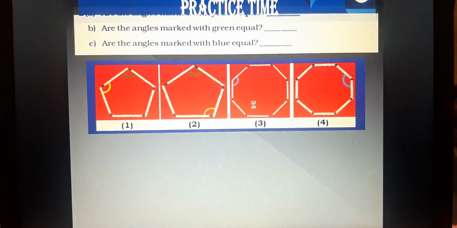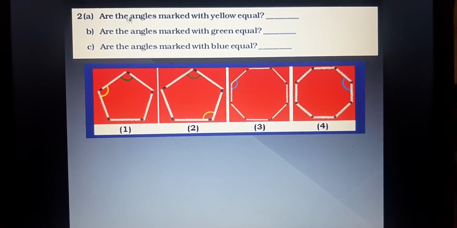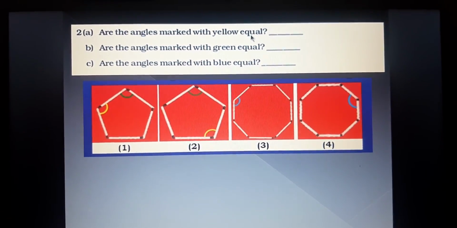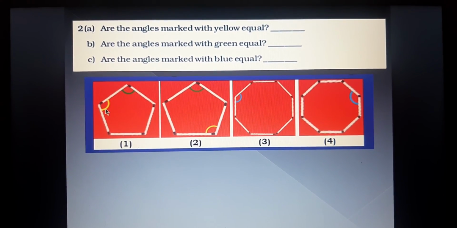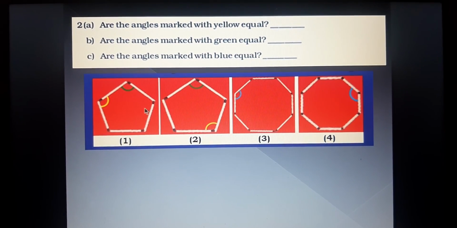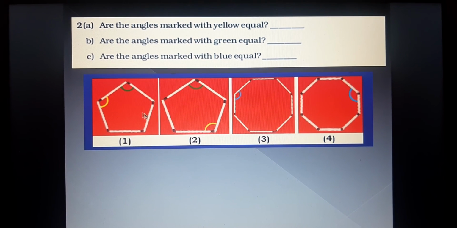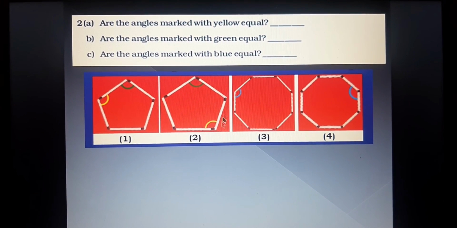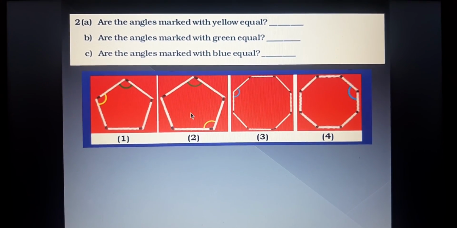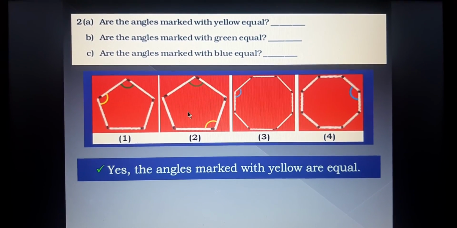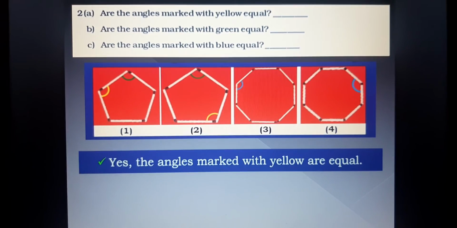Now coming to the second question here. Are the angles marked with the yellow equal? Yellow color, whatever the mark, they are equal here. See, this angle and this angle you can see here, right? Because both the shapes are the same, right? You can see in the L shape how it is given there, right? So both are equal here. The angles marked with the yellow are equal.